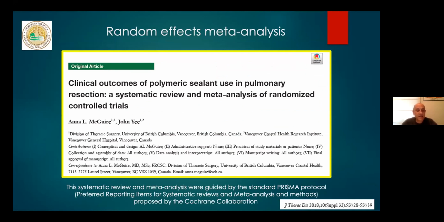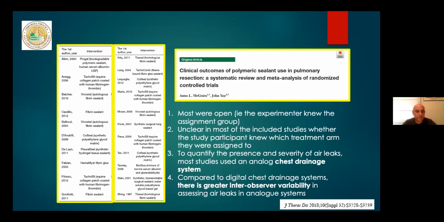In 2018, a systematic review and meta-analysis of RCTs was conducted on the effect of intraoperative polymeric sealant use on air leaks, empyema, and days of hospitalization. For the qualitative review, the search strategy yielded 21 RCTs reporting polymeric sealant use in lung resection, 19 of which were included in the meta-analysis.